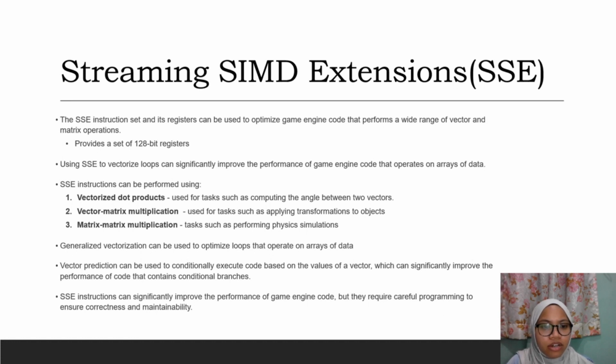And then next, general vectorization can also be used to optimize loops that operate on arrays of data. So it suggests that when writing optimized code, we need to check the compiler based on what we want to do. Next, vector predication can also be used to execute code based on the values of a vector, which can improve the performance of code. And then the SSE instructions can improve the performance of the game, but we need careful programming to ensure correctness and maintainability.